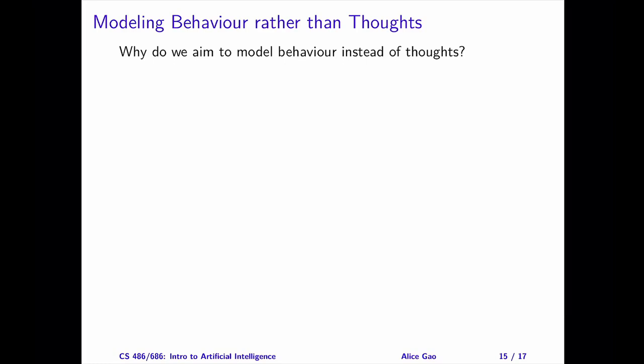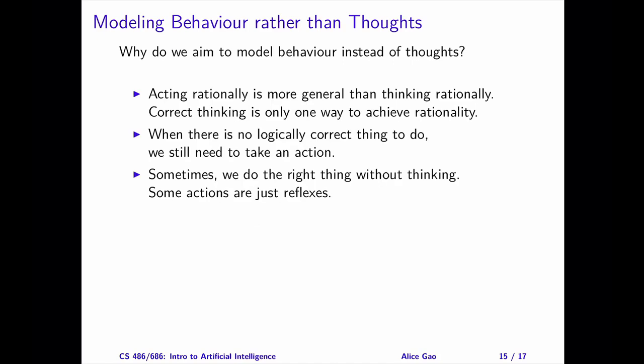Part 1. Why should we care about behavior rather than thoughts and reasoning? First, rational behavior is more general than rational thoughts. Thinking correctly and performing correct inference is only one way to achieve rational behavior. For example, in real life, we often face questions that do not have a correct answer. Nevertheless, we still have to take action. In this case, correct thinking cannot help us since it does not exist.